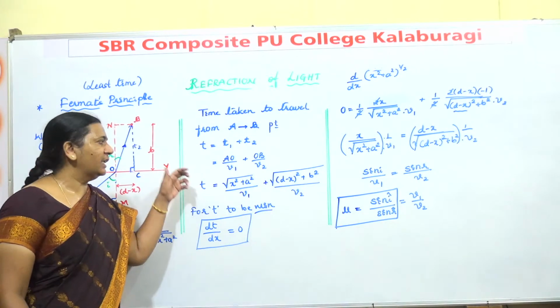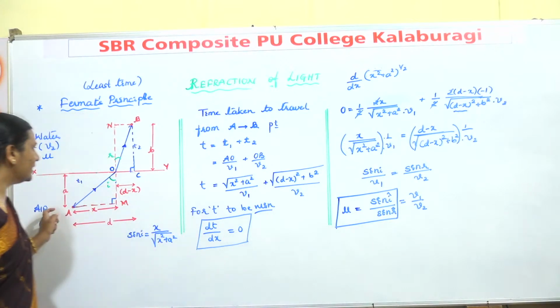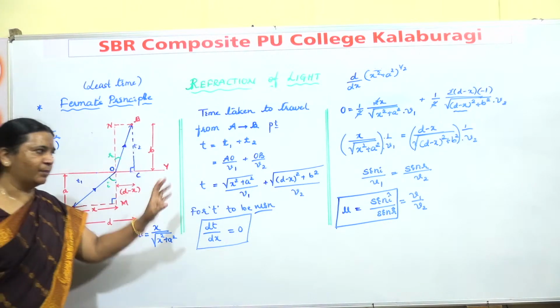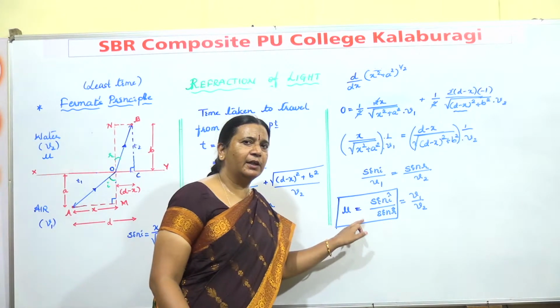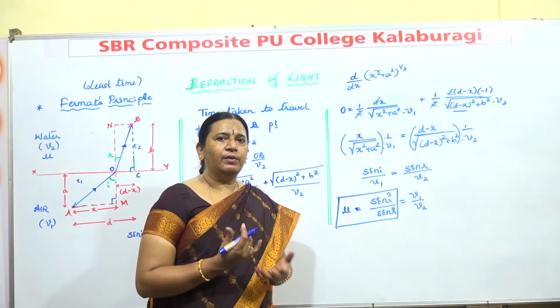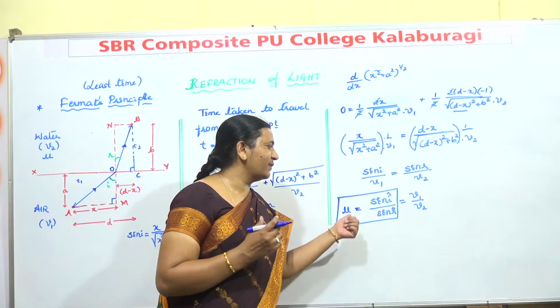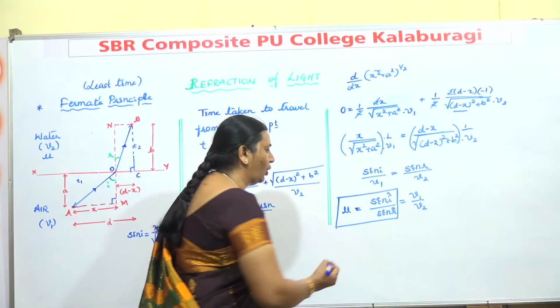We started with the least time condition only, and we proved that this path takes what? Least time, because that is obeying your law. So it's clear then why the light takes such a path which will satisfy what? Snell's law.